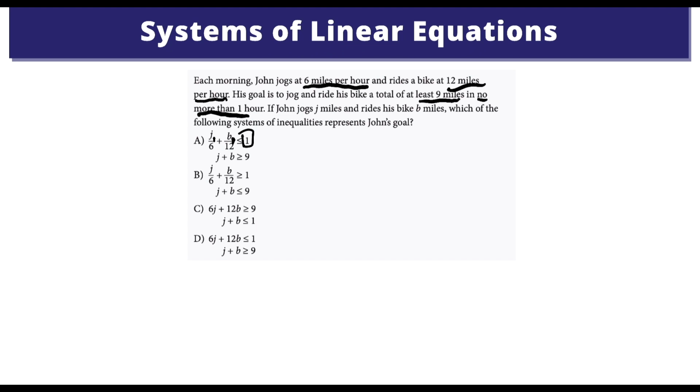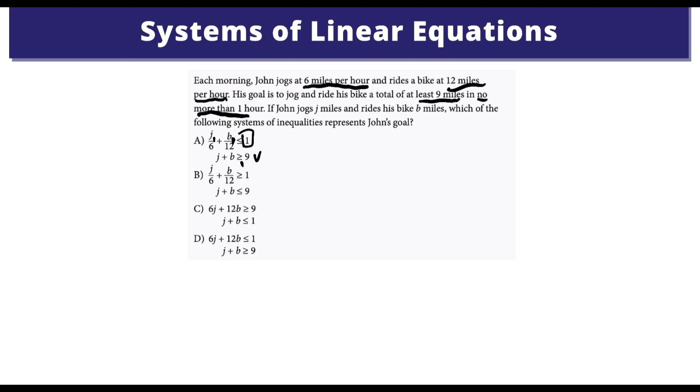Okay, now we need to look at the second part of the equation. He needs to do at least 9 miles, right? So at least 9 or more. At least means he could do more if he would like to. So we need to look at these inequalities. This one highlights that he could do more, right? So we know this part checks off.